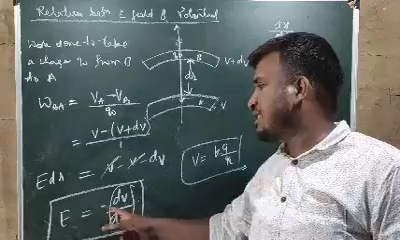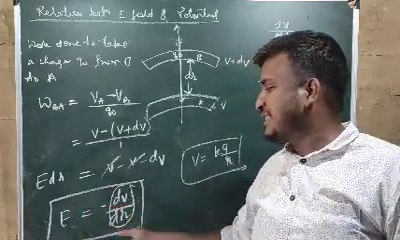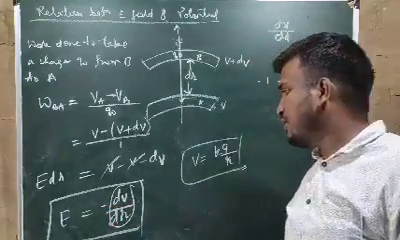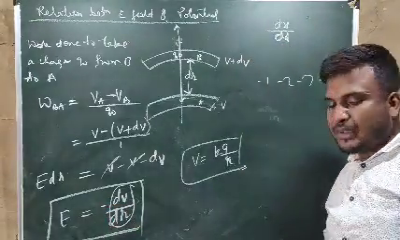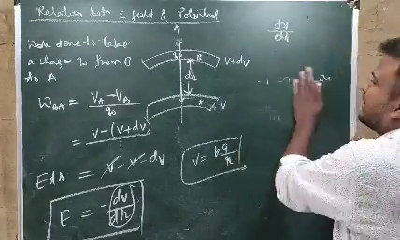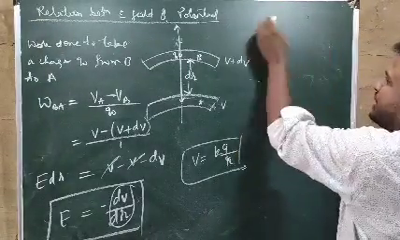So it tells us that the potential decreases with the distance because of this minus sign. I hope you understood this. So from this formula, what can we conclude? We can conclude that electric field is nothing but the negative gradient of potential.